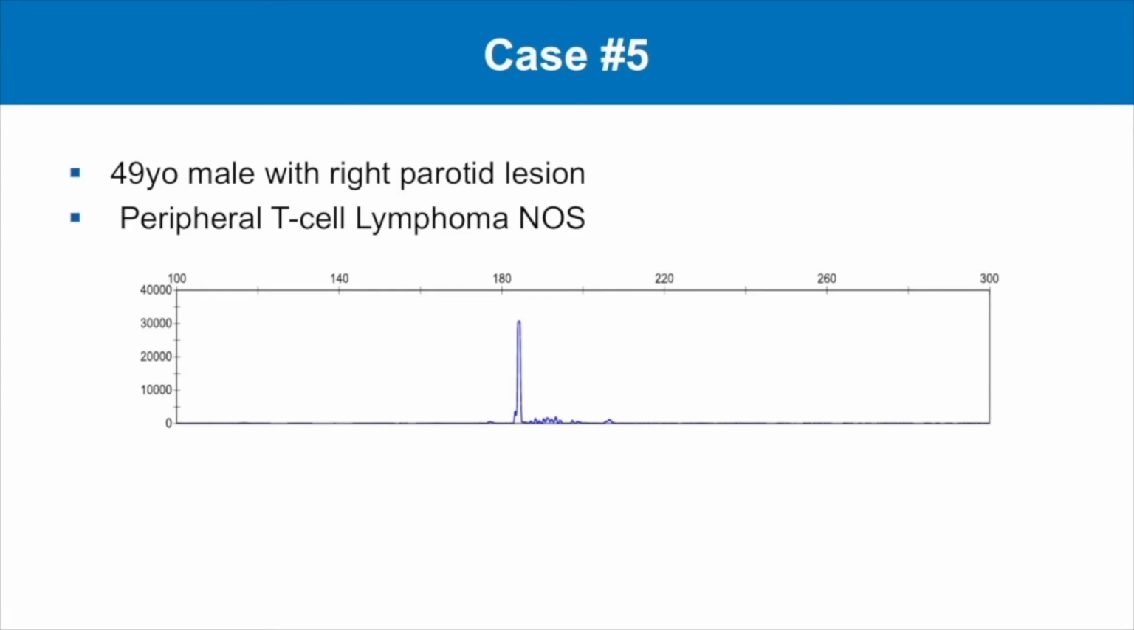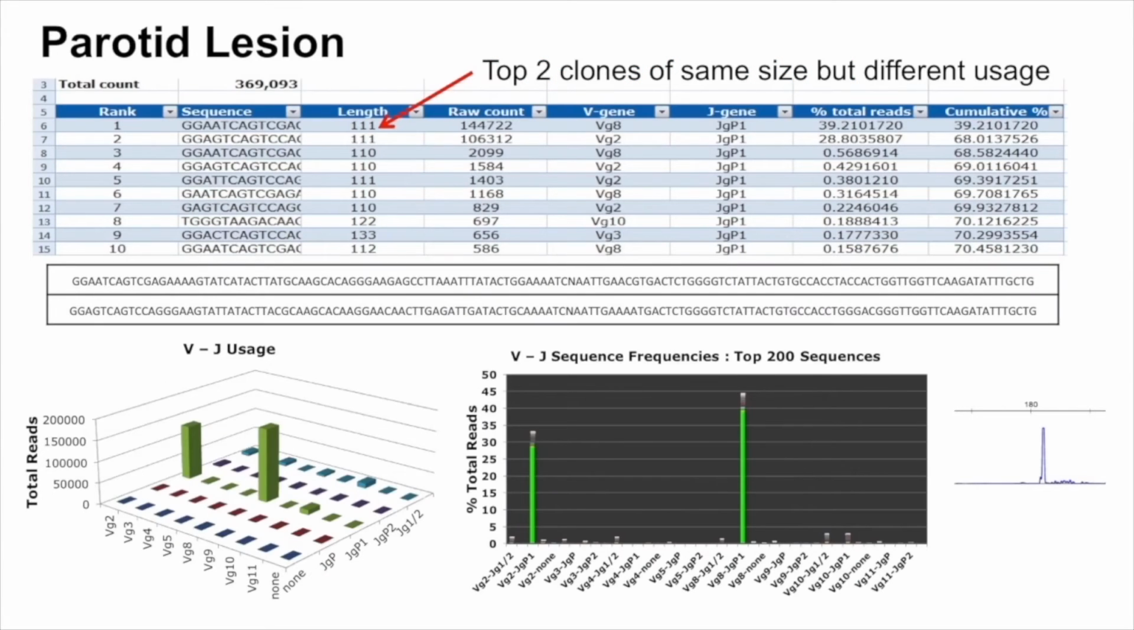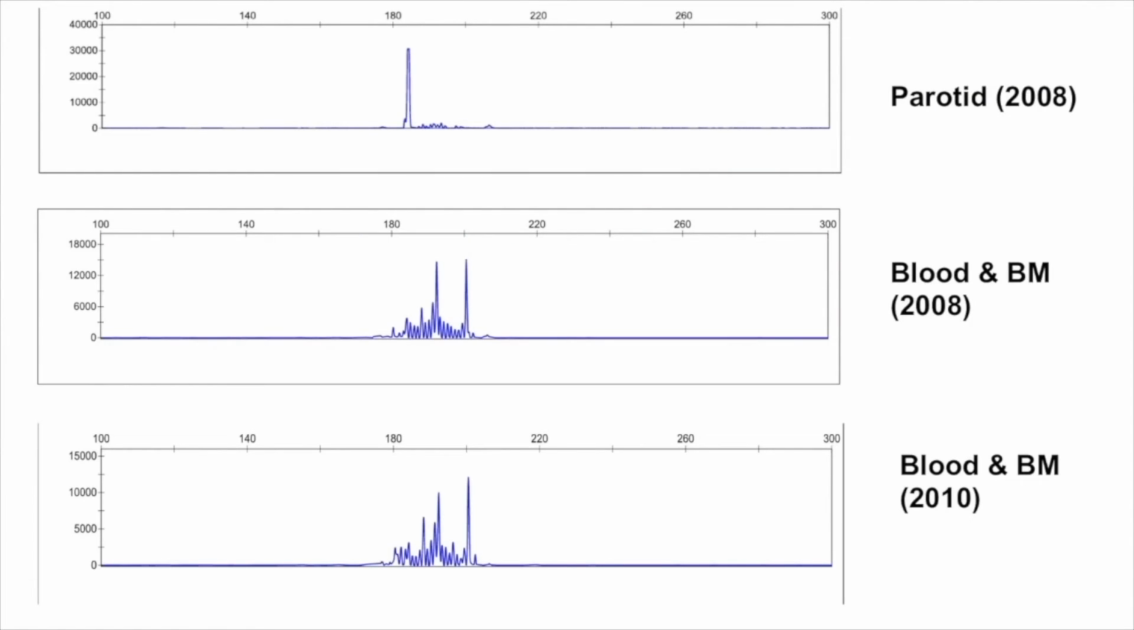Now, case number 5 is a 49-year-old male with a right parotid lesion, which was diagnosed originally as a peripheral T-cell lymphoma, not otherwise specified. Now, this patient had, by the LymphoTrack assay, the parotid lesion had 2 completely different clones in here, which is not something that you see in here.